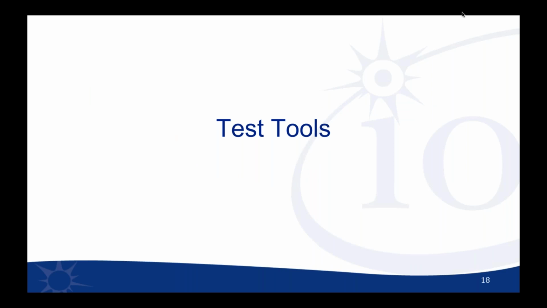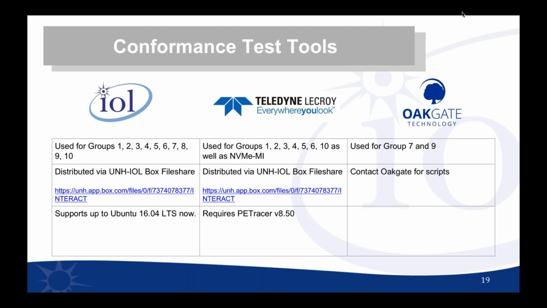All right, next item is test tools. What test tools are we going to use and what's available? So not a lot of changes here either in terms of the test tools that we're using. Here's a nice table showing you what tools can be used for the different tests. You'll see our IOL software tools there on the left, used for groups 1 through 10. And you can download that on our UNH box file share. And you'll remember our PC edition works on Ubuntu 16.04.